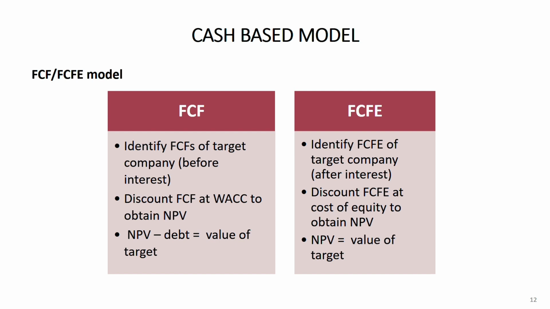Value of the target goes to whom? Only for the equity holders. Does not go for the debt holders. That's why you have to minus debt. Net present value minus debt. And when it's for FCFE, no minusing in debt. Your net present value itself is the value of target. Understood? Only in FCF, net present value minus debt. But FCFE, free cash flow to equity, is already FCFE. You don't have to minus debt over there. So your net present value itself is the value of the target. Right?